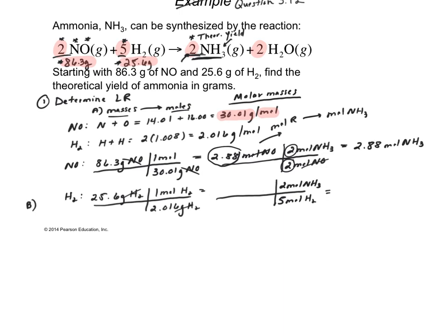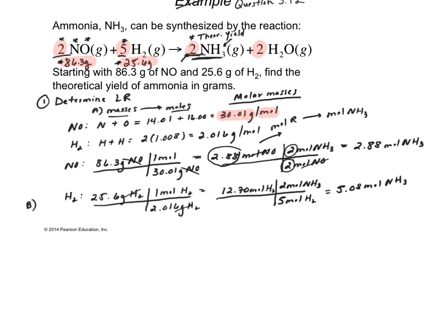My apologies, this ended up being 12.7 moles of hydrogen. So now when I take 12.7, I divide by 5, I multiply by 2, I will get 5.08 moles of NH3, okay? So the second step in this is taking our moles of reactant and converting it to moles of product, right, to figure out which one makes the least, okay?